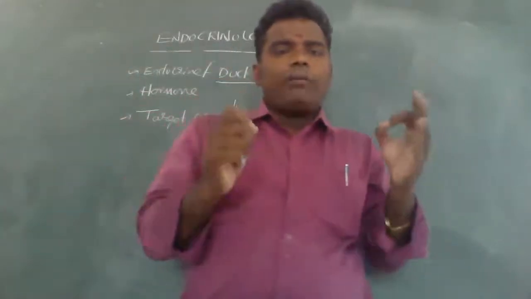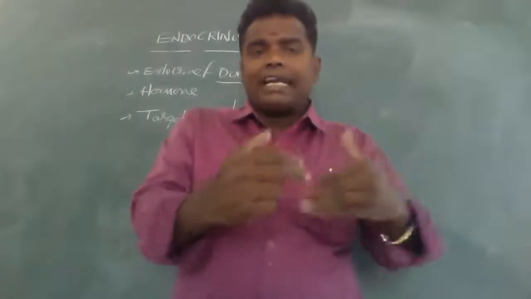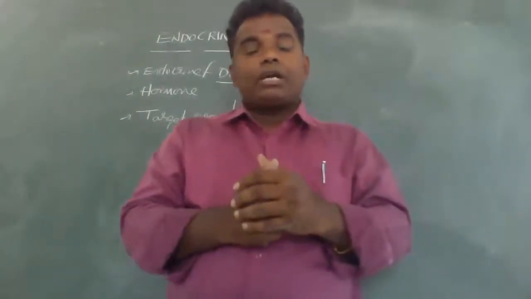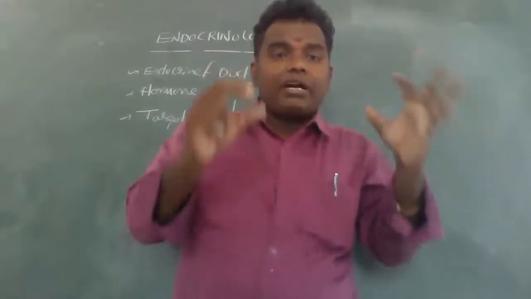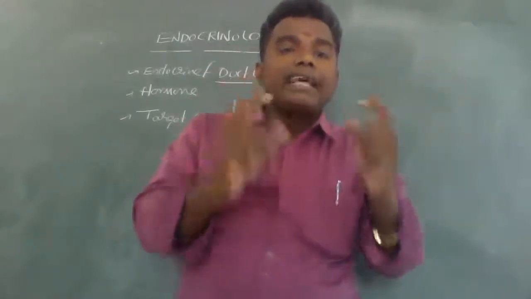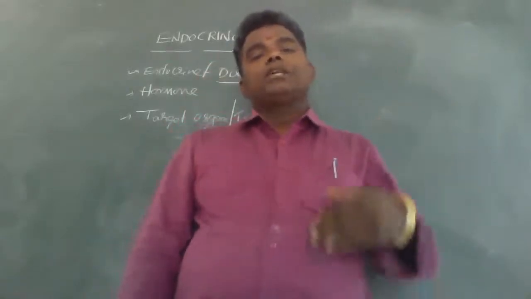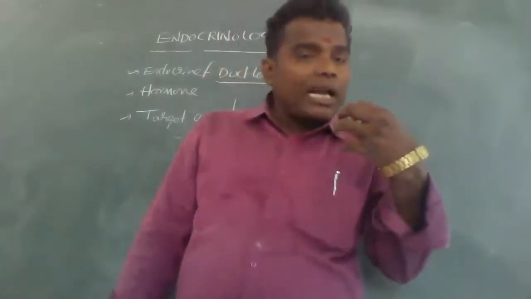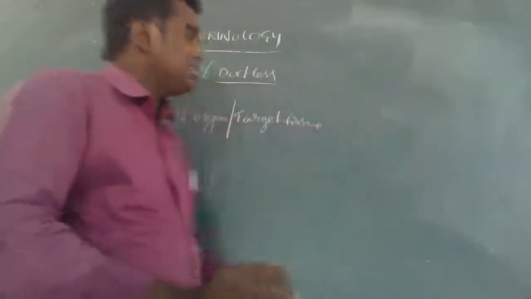For the first time, the hormone secreted in the body was secretin. The second hormone was gastrin. The hormone terminology was given by the scientist Starling. Endocrine glands are also called ductless glands.